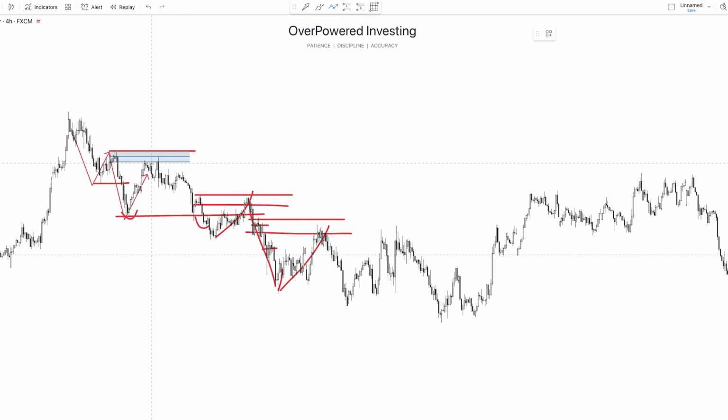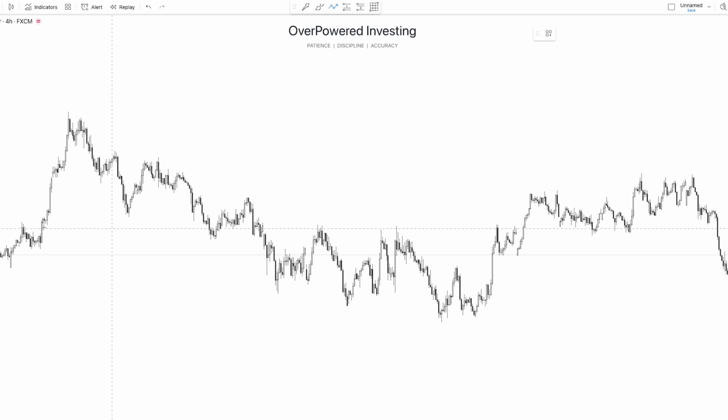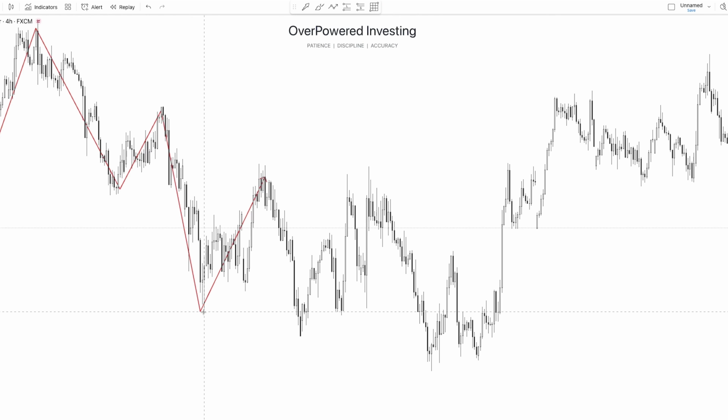Let's just draw it like this one. Impulse. Oh my god, this becomes so messy. Let's break down this one like impulse, pullback, impulse, pullback, impulse, pullback, impulse, pullback. Is this a real impulse? Let's see. This is low.